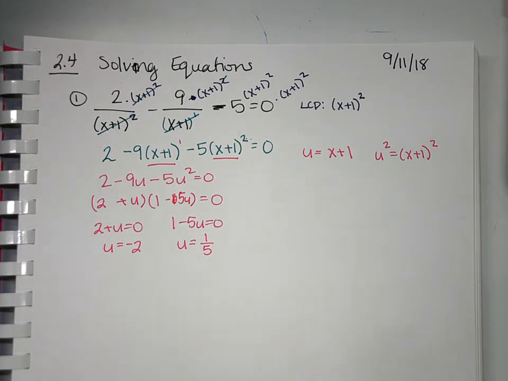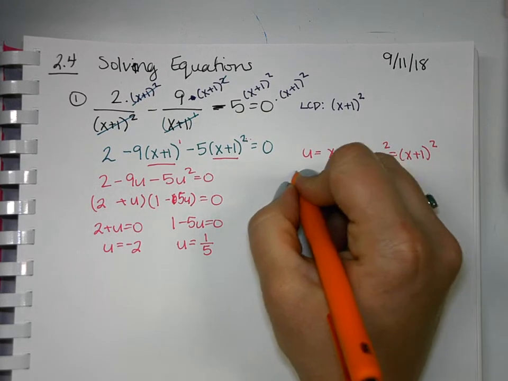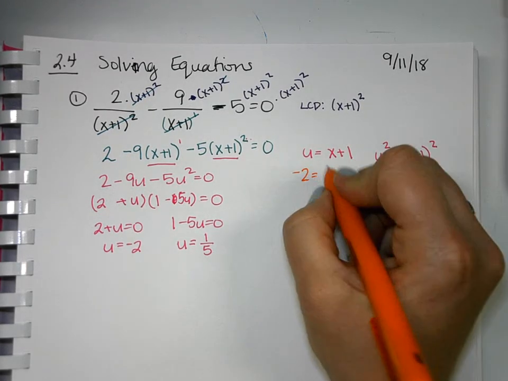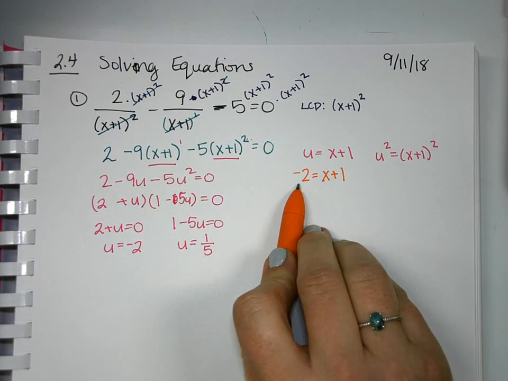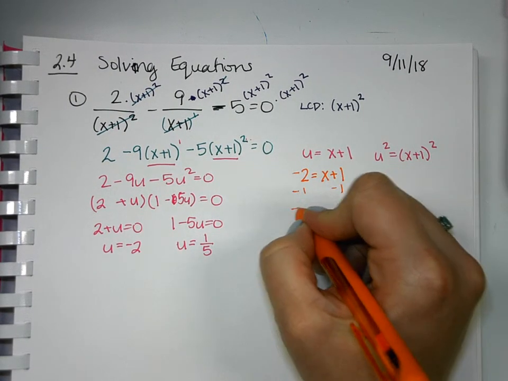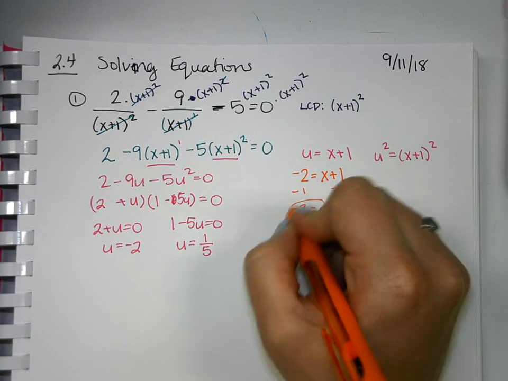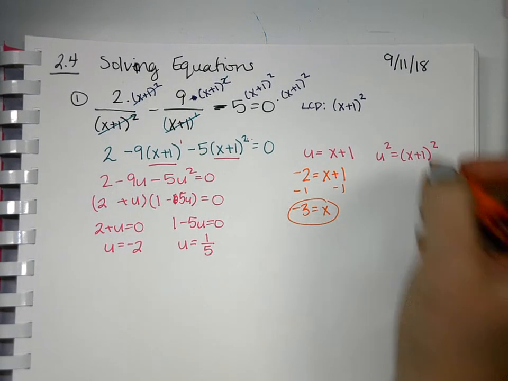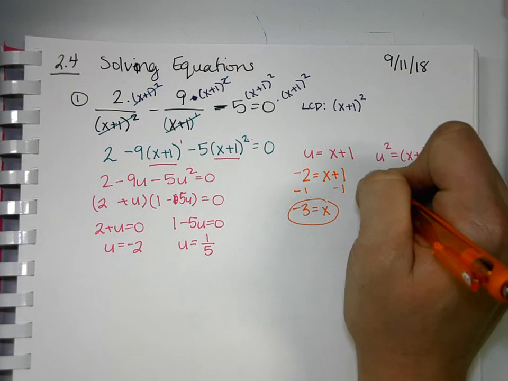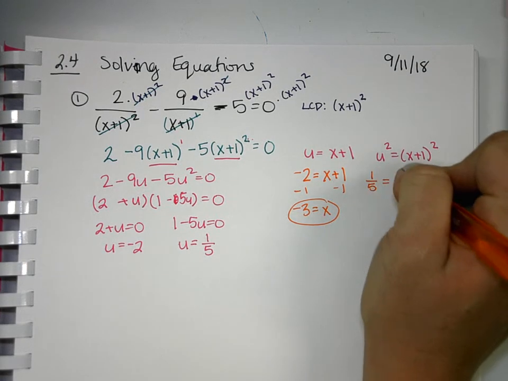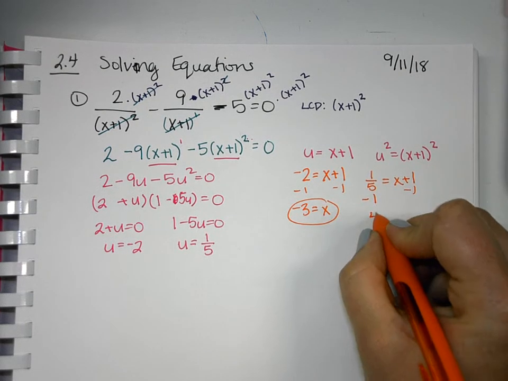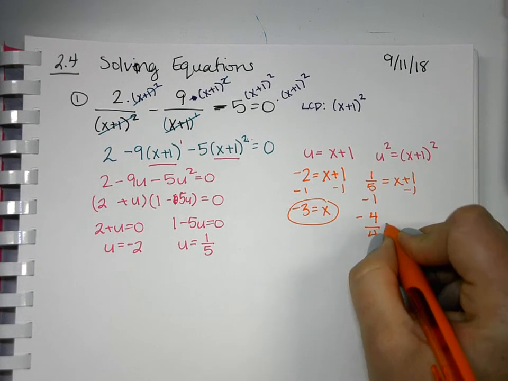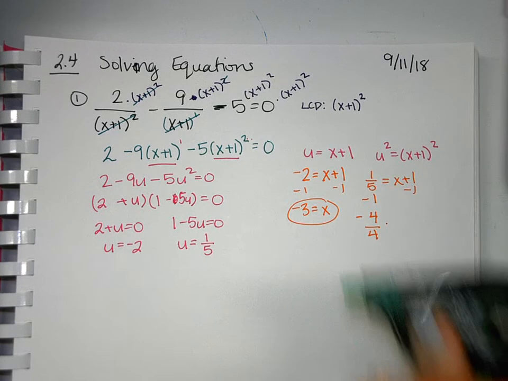So now what I need to do, now that I know what u is, I have to remember to go back and plug those values in for u and actually solve for x. So if I plug in negative 2 for u, x is actually negative 3. I'm also going to plug in 1/5 for u, and when I subtract 1, I end up with negative 4/5. Oops, 4 over 5, not 4 over 4.